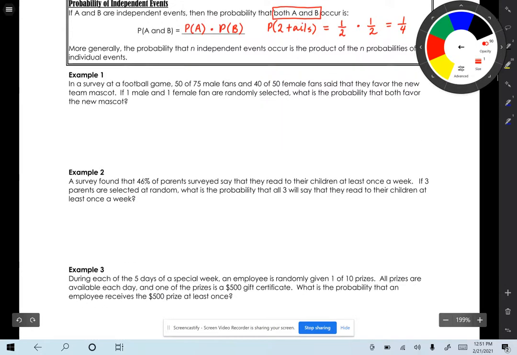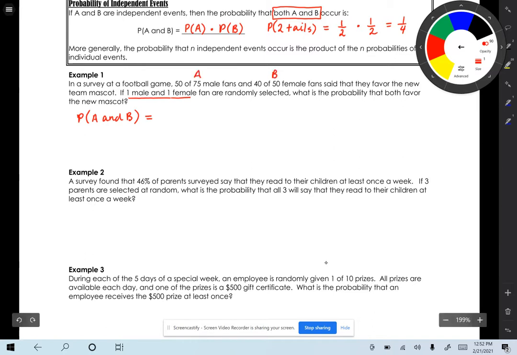All right, let's do some examples of independent events. In a survey at a football game, 50 of 75 male fans and 40 of 50 female fans said that they favor the new team mascot. If one male and one female fan are randomly selected, what is the probability that both favor the new mascot? So the probability of A and B is equal to the probability of A, and we can say this is event A, and this is event B.